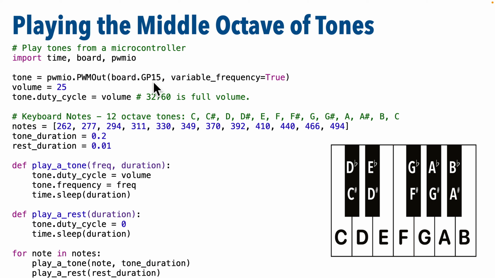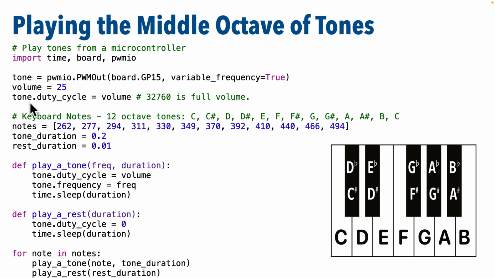Now the way that we play tones is to change the frequency of our PWMOut object, and different frequencies mean different notes. And in order to be able to vary the frequency of this object, when we declare this object, we need to set the variable_frequency parameter equal to True. And unfortunately, there's no way to control the speaker volume from CircuitPython, but we can fake this by accessing and changing the PWMOut object's duty_cycle parameter.